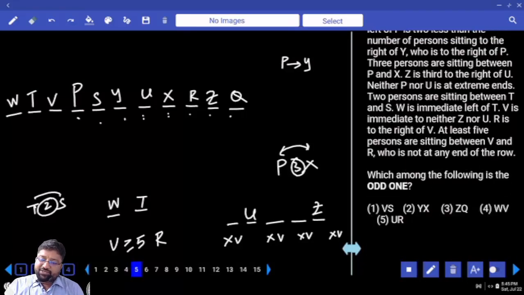Which of the following is the odd one? V and S, one person between them. Y and X, one person between them. Z and Q adjacent. W and V, one person. U and R, one person. What's the answer? Z and Q.